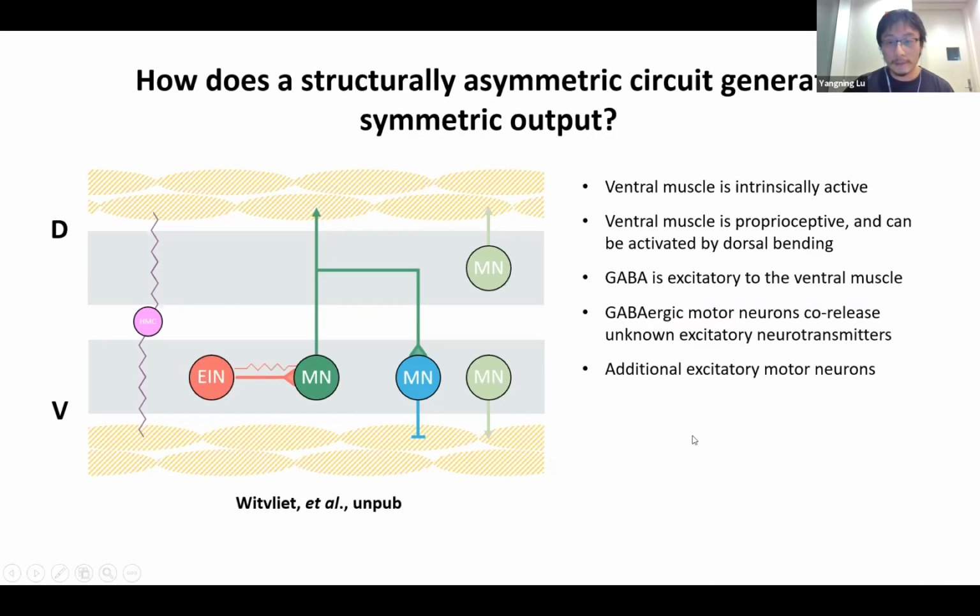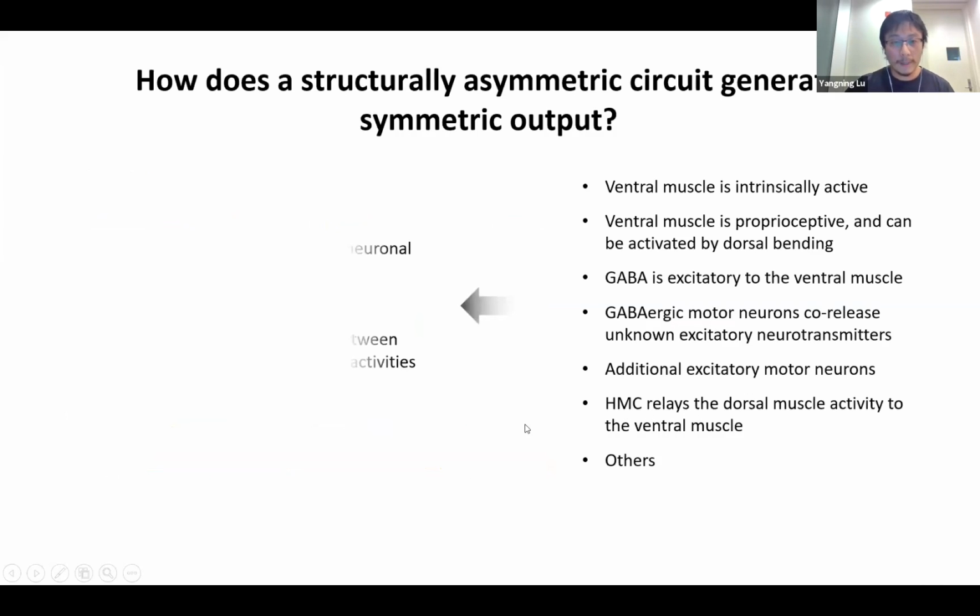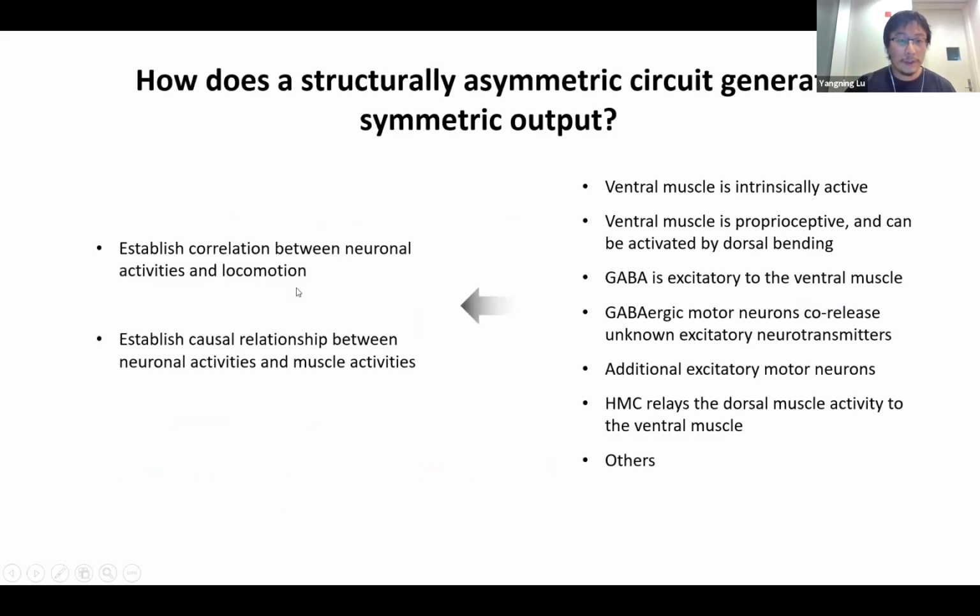Or that there are simply more excitatory motor neurons, which our colleagues discovered from the EM reconstruction. Or that based on the new EM reconstruction, the HMC cell might relay the dorsal muscle activity to the ventral muscles, or maybe some other, which we don't know about. So to tackle all these hypotheses, we established two scenarios where we first established a correlation between these cell activities with respect to the locomotion.